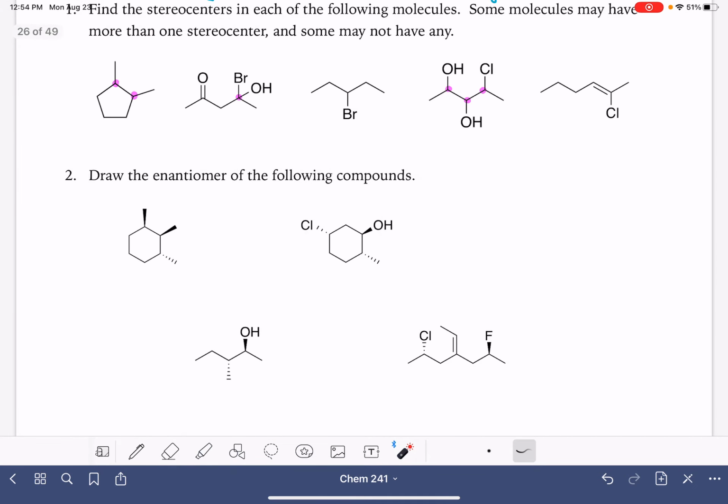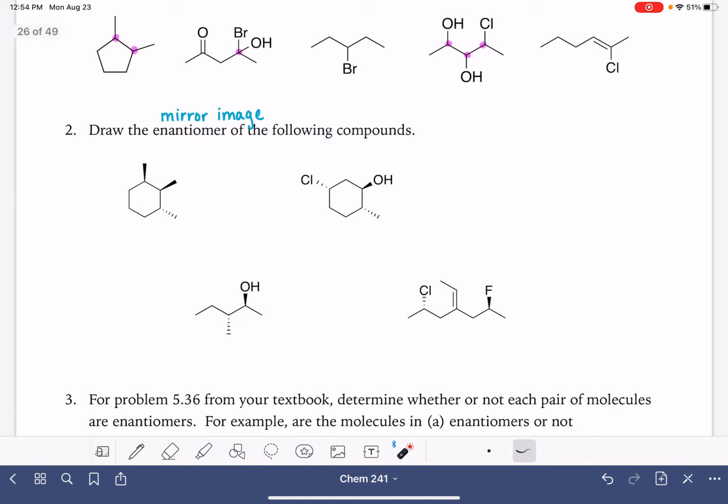The next question is asking us to draw the enantiomers of the following compounds. The enantiomer is the mirror image. There are a lot of different strategies that we can take when we're being asked to draw the enantiomer. To be clear, there is only one enantiomer for each molecule. Every molecule only has one enantiomer, but there are multiple different ways that we can represent that one enantiomer. I'm going to do my best to show you all of those different strategies.